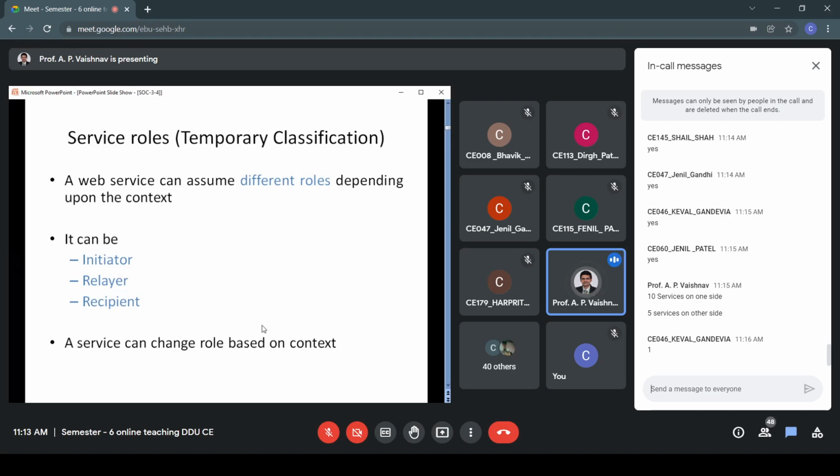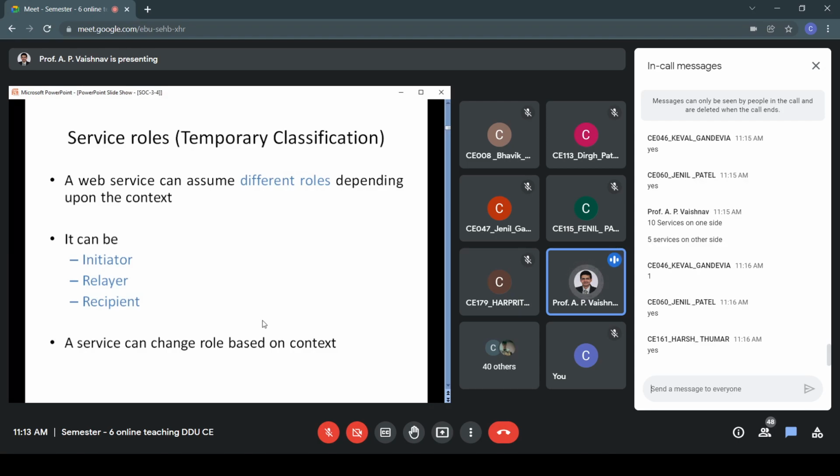But the question is, can the initiator service keep on changing based on scenario? Sometimes the invoice service is acting as initiator. Sometimes your account service will be acting as initiator. Are you getting the situation, right? So can I say that the role is variable? Role is variable or role is changing, right? Yes, so that is what I wanted to point out.